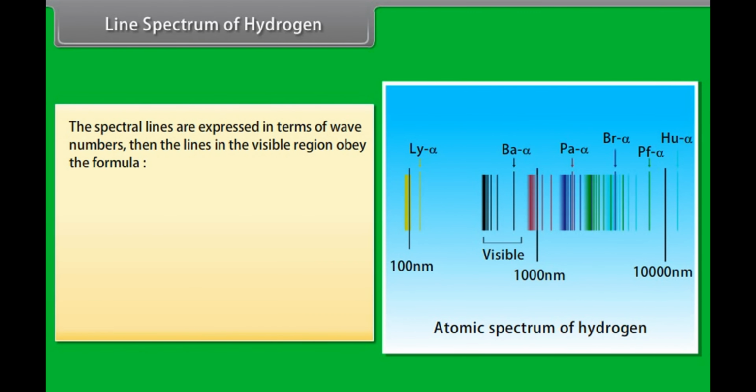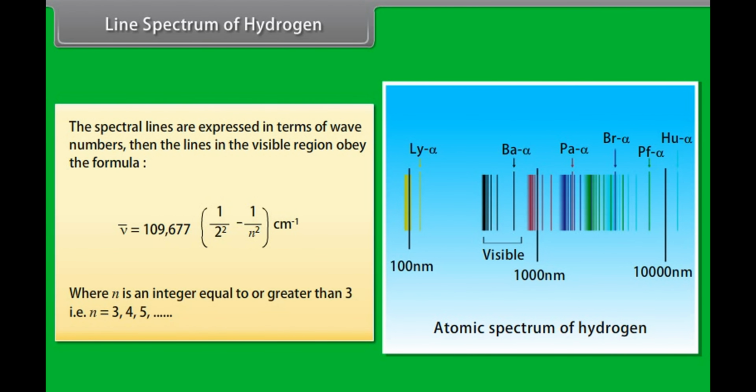The spectral lines are expressed in terms of wave numbers. Then the lines in the visible region obey the formula. Wave number is equal to 109677 × (1/2² − 1/n²) per centimeter, where n is an integer equal to or greater than 3, that is, n is equal to 3, 4, 5 and so on.